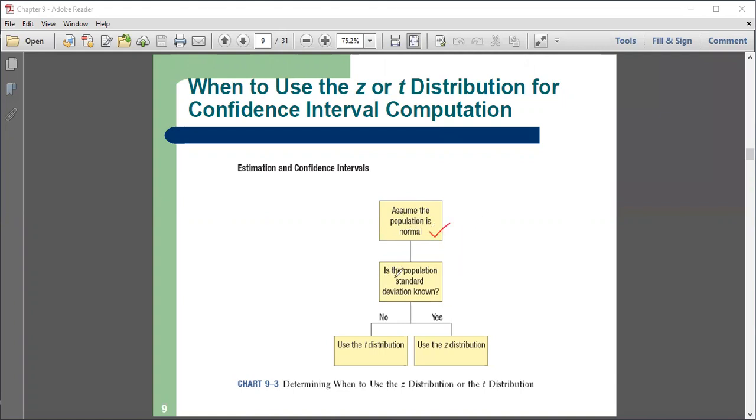Then we are going to find out if the standard deviation is given, or the standard deviation is known or unknown. If yes, we will use Z distribution. If no, we will use T distribution.